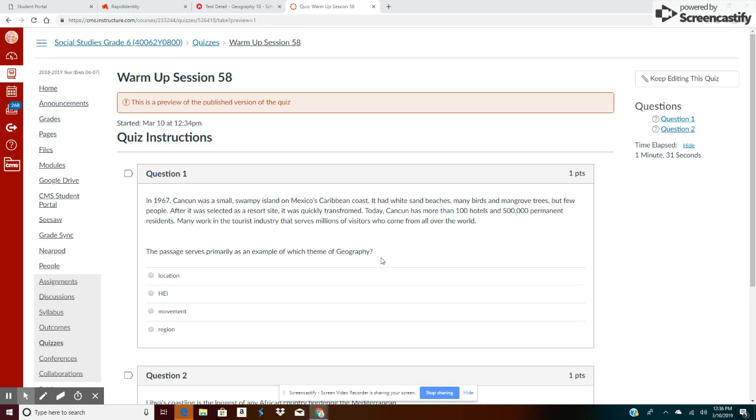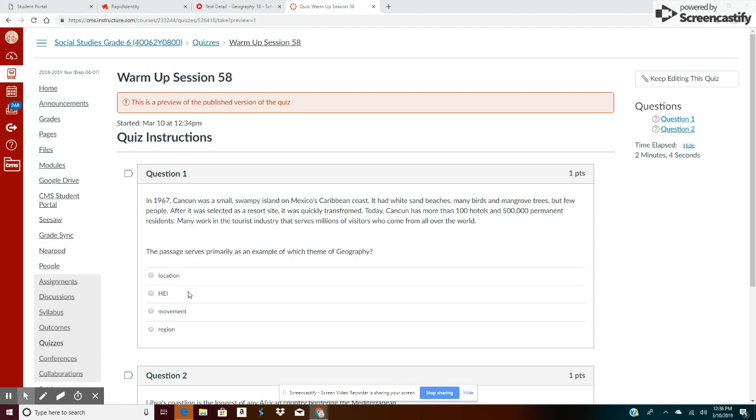Okay, so in 1967, Cancun was a small, swampy island on Mexico's Caribbean coast. So that could be region. It had white sand beaches, many birds, and mangrove trees, but few people. After it was selected as a resort site, it was quickly transformed. Today, Cancun has more than 100 hotels and 500,000 permanent residents. Many work in the tourist industry that serves millions of visitors who come from all over the world. Now, this does sound like place, but place isn't one of our options.